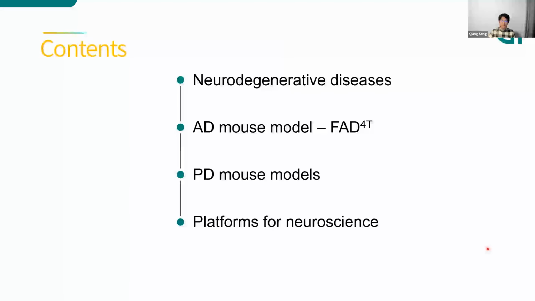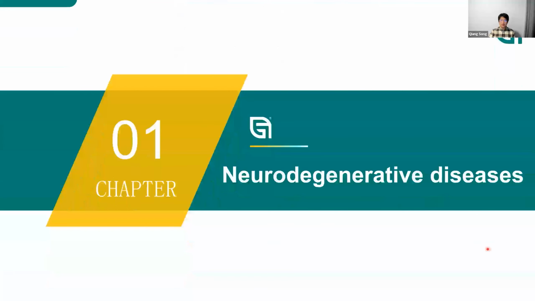Today, my presentation is divided into 4 parts. Firstly, I will give a brief introduction about neurodegenerative disease. Second, we will introduce the AD mouse model called the FAD4T mice. Third, I would like to introduce 2 Parkinson's disease mouse models. And at last, I would like to give an introduction about our platform for neuroscience research.